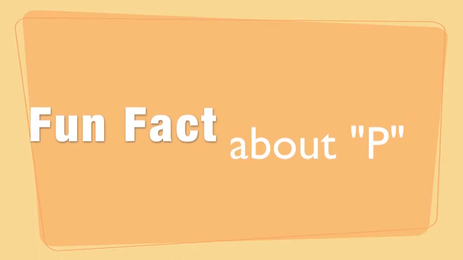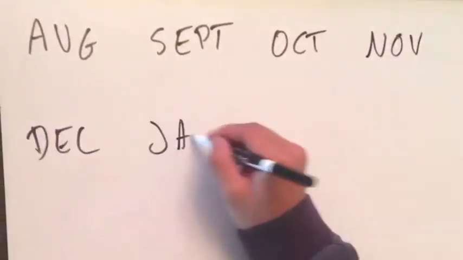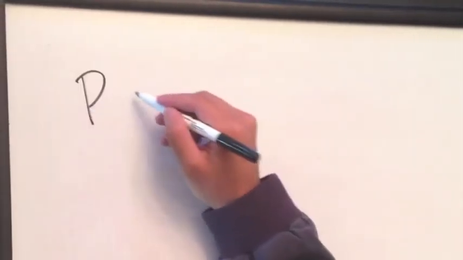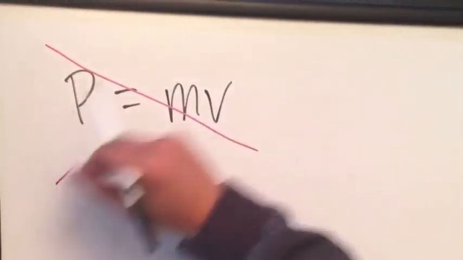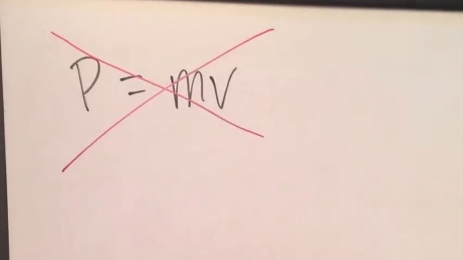Fun facts about momentum. Throughout the school year in AP Physics, we've learned that momentum equals mass times velocity. But that's not necessarily true, because it is no longer accurate for objects moving near the speed of light or light itself.